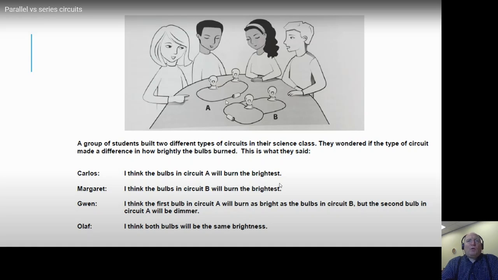Love the fact that this is qualitative. It says just burn the brightest. It's not asking us to calculate exactly how bright it's going to be. I think we're supposed to assume all the bulbs are the same.